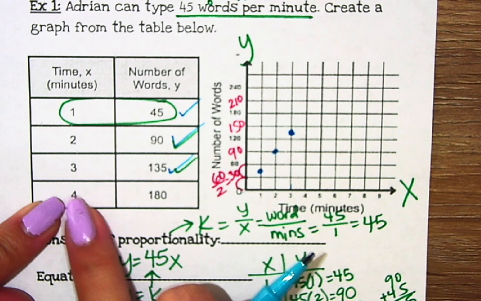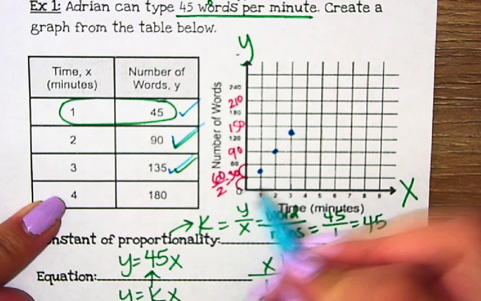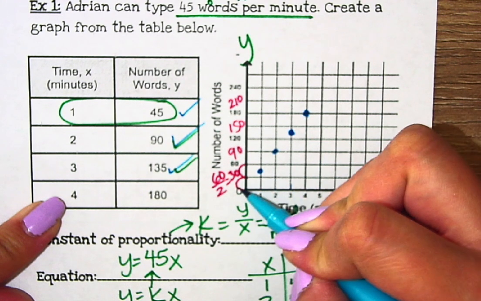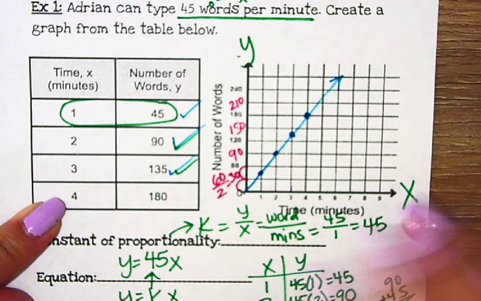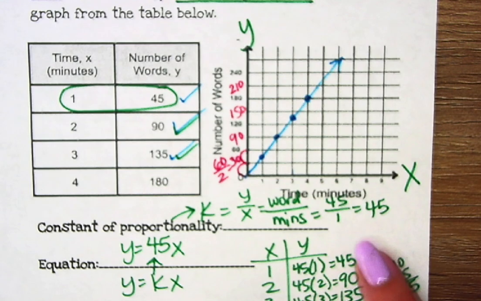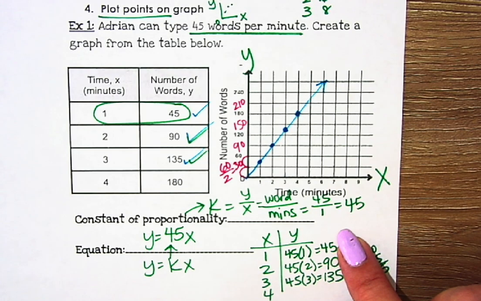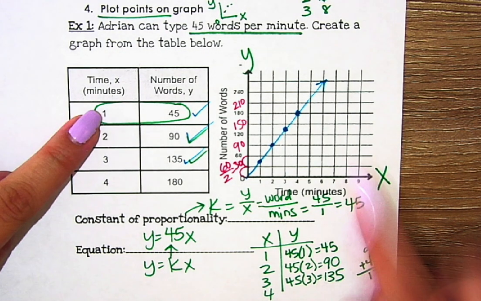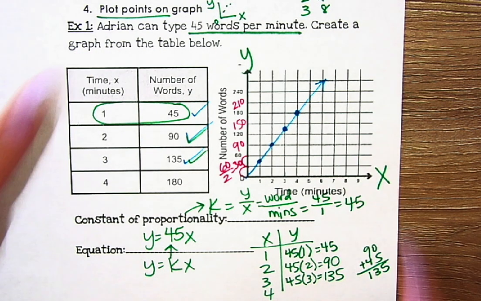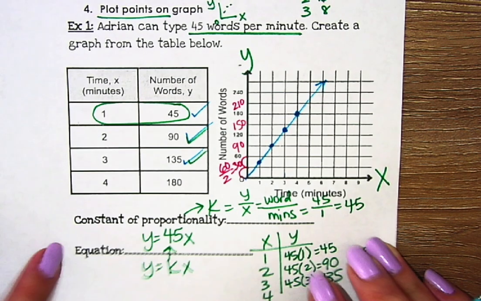We got 4 and 180. So I'm going to start at 0, go over to 4, and up to 180. I'm going to connect those lines. Okay, and that's it. What we just did was the 4 representations. We found our table, we did our graph, we got our equation, and we turned it from a word problem. Turn your paper over on the back.